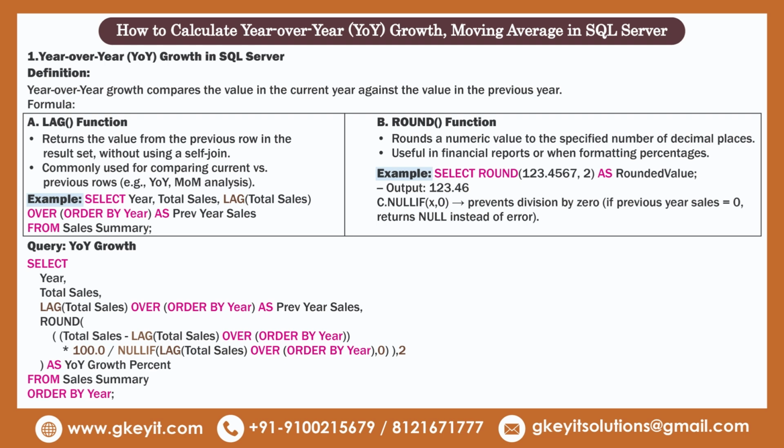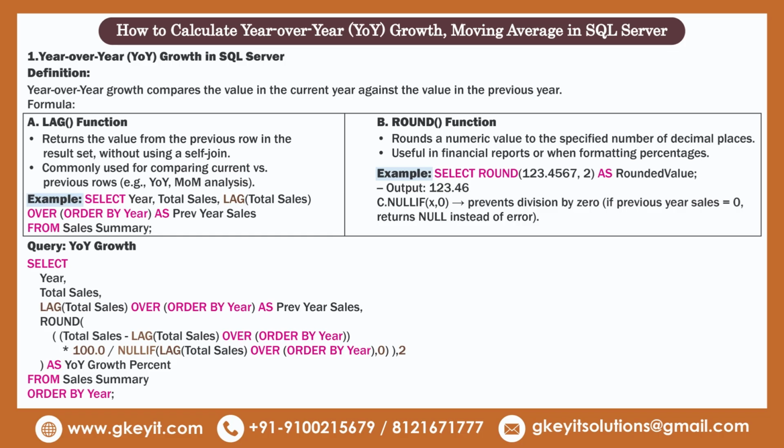Coming to our real-time scenario, that is the query on year-on-year growth. There is a query: SELECT year, total_sales, LAG(total_sales) OVER (ORDER BY year) AS previous_year_sales, and ROUND((total_sales - LAG(total_sales) OVER (ORDER BY year)) * 100 / NULLIF(LAG(total_sales) OVER (ORDER BY year), 0), 2) AS year_over_year_growth_percentage FROM sales_summary ORDER BY year. We are ordering by year finally.